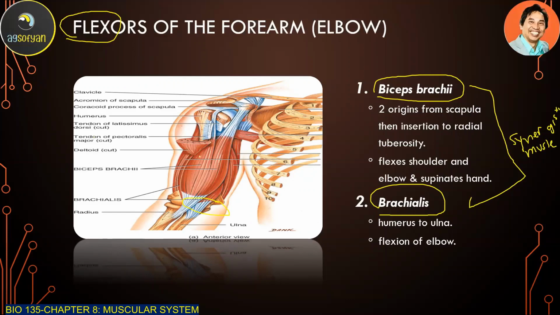So if you see this bicep muscle over here, it has 2 origins. This is the first origin, and this is the second origin. Therefore, it's called the biceps, 2 origins, and 1 insertion over here. The brachialis muscle is this one over here on the side. So these 2 muscles will flex the elbow.